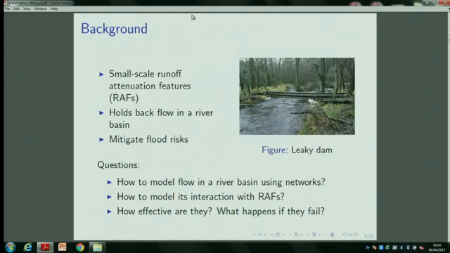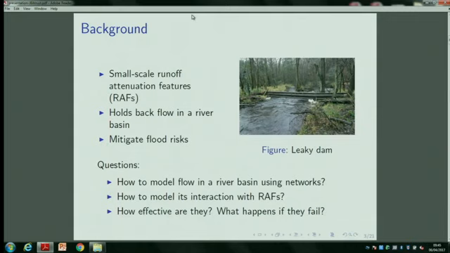First things first, recently people have been interested in nature-based flood risk management measures, of which small-scale runoff attenuation features are an example. Here we'll be focusing on a very simple device, which we're going to call a leaky dam, which you can think of as a bunch of logs stacked on top of each other across a river channel, with a certain gap between the river bed and the dam itself. The idea is that this device will help delay any flooding by holding back and storing the water behind it, which will eventually reduce the flood risk, which is our goal.